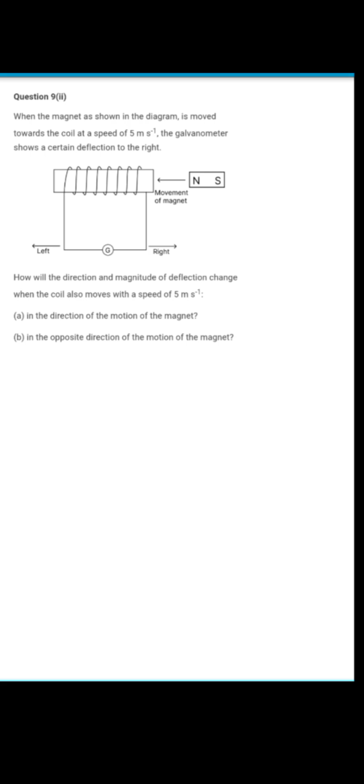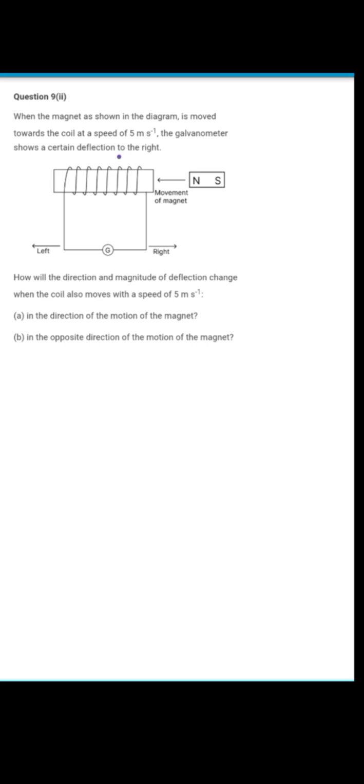When a magnet as shown in the diagram is moved towards a coil at a speed of 5 meters per second, the galvanometer shows a certain deflection to the right. How will the direction and magnitude of the deflection change when the coil also moves with a speed of 5 meters per second in the direction of motion of the magnet?